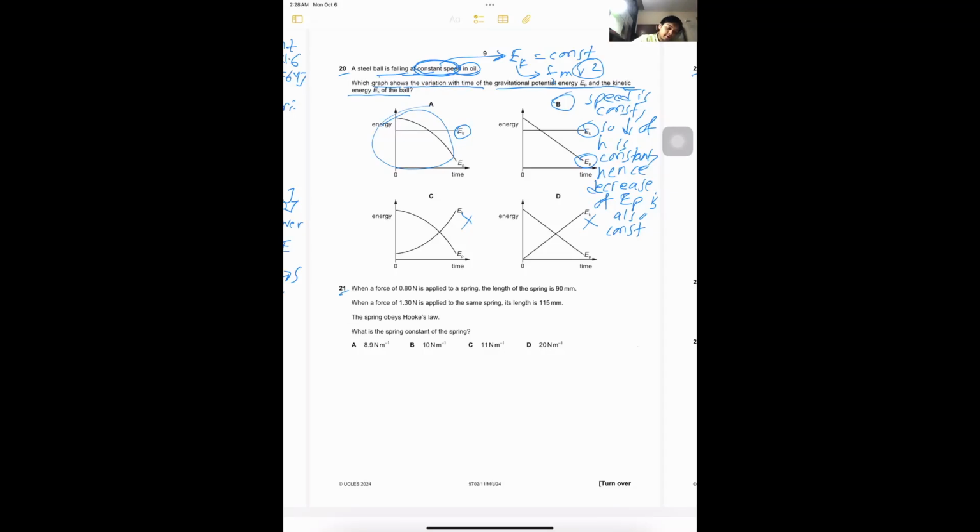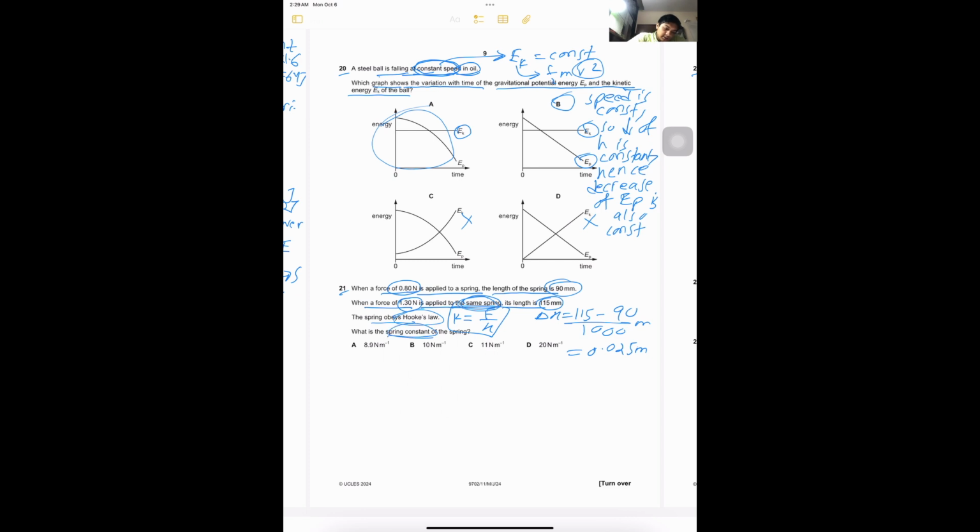Question 21. When a force of 0.8 Newton is applied to a spring, the length of the spring is 90 millimeter. When a force of 1.3 Newton is applied to the same spring, its length is 115 millimeter. So del x is 115 minus 90 by 1000. I'm converting the millimeters to meters. This gives me 0.025 meters. The spring obeys Hooke's law, and we know the formula, which is k equal to F by x.